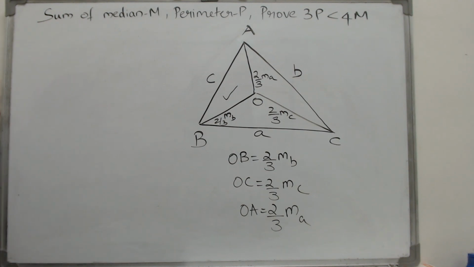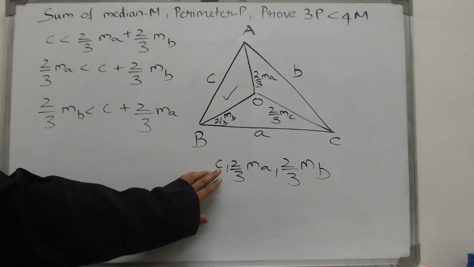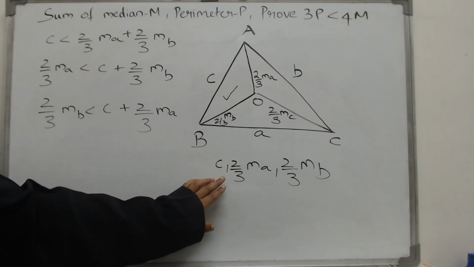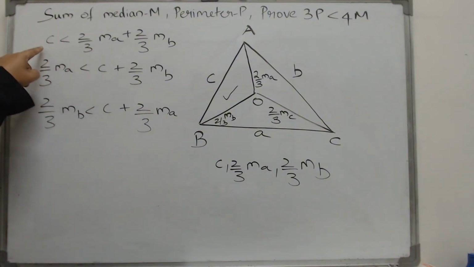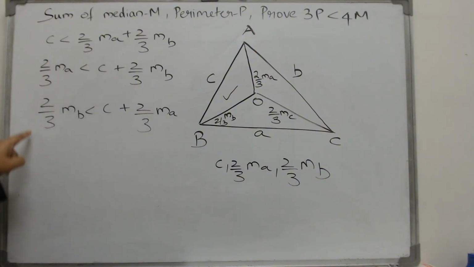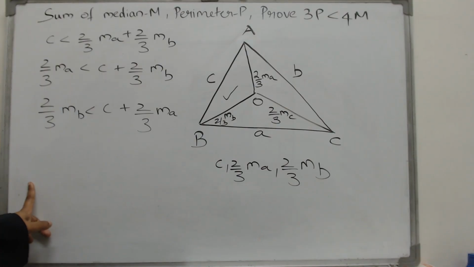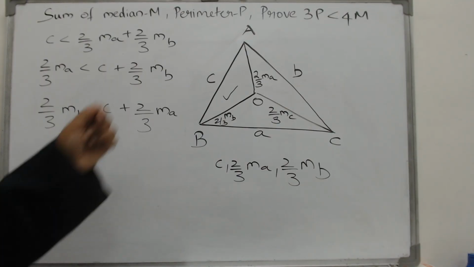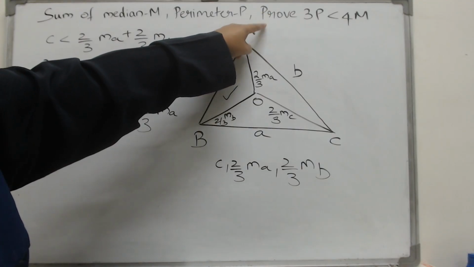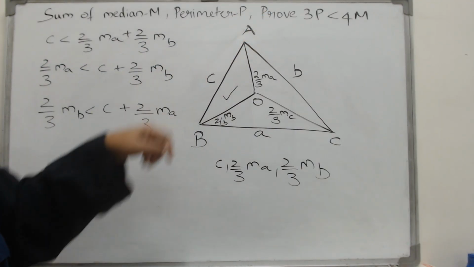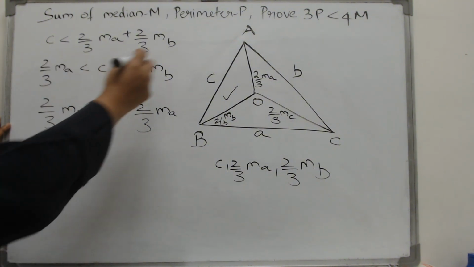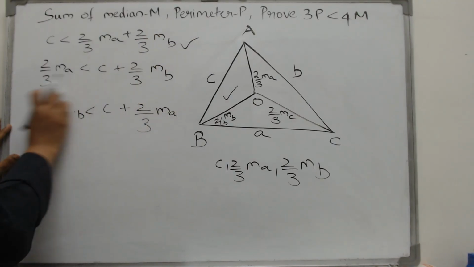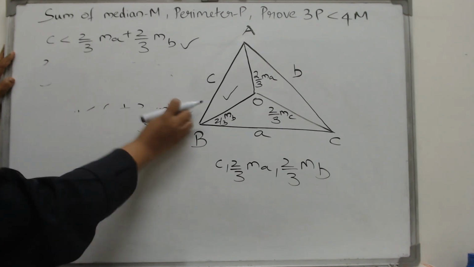Let us start with AOB. The sides of that triangle AOB look like this. And what do we know? The sum of any two sides of a triangle is greater than the third side. Then you will get three such inequalities. All the three of them are true. But which one do we choose? The one which gives us the answer. We are looking for an inequality which has the perimeter, the sum of the sides of the triangle, in the lesser side and the sum of the medians in the greater side. There is only one inequality which will give you that, the first one. So that is what we stick to.